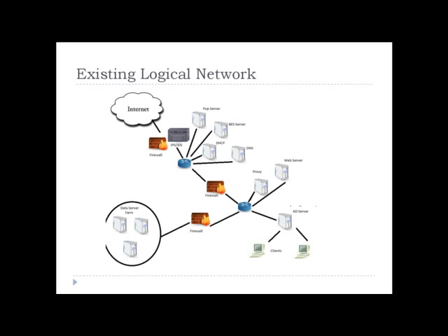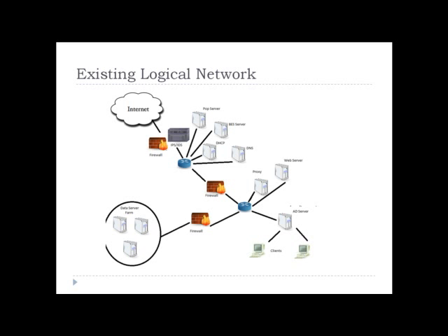Okay, here we have the existing logical network. Note that this is not physical. This is just sort of a logical layout of how your organization functions as of today. You have, of course, the internet cloud that comes in. You have an IPS-IDS firewall before it hits this internal router, in which case you have this DMZ for your POP server, your BlackBerry Enterprise server, your DNS, and your DHCP.